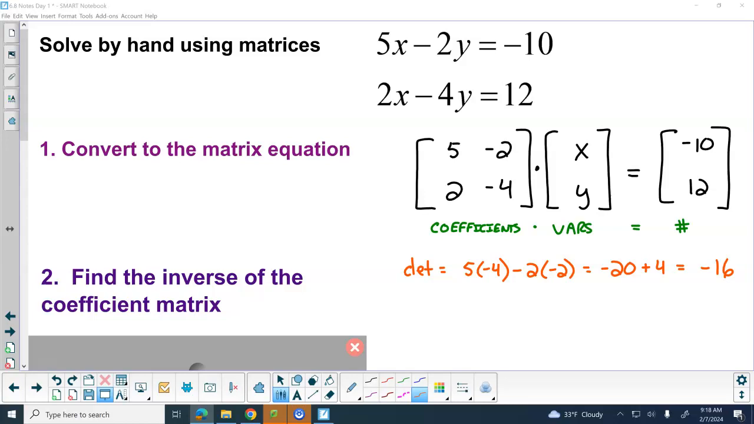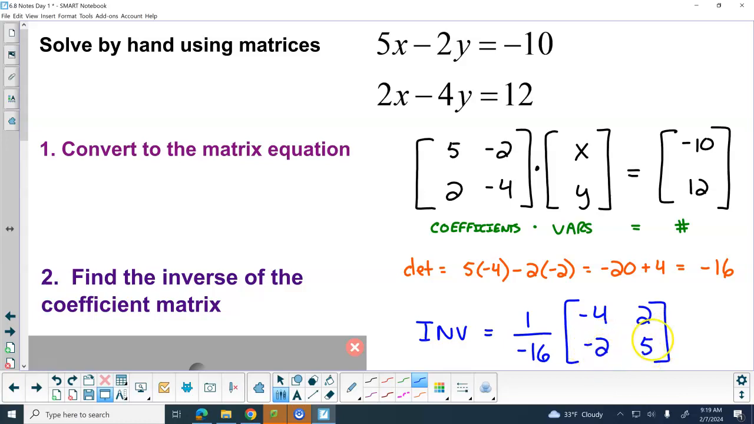Okay. So now the inverse coefficient matrix would be 1 over negative 16. You give me the 2 by 2 matrix left to right, top to bottom of it. Negative 4 and 2 I agree with. Negative 2 and 5 I also agree with. Okay. So that is the inverse of my coefficients matrix. Do we all agree? Okay.